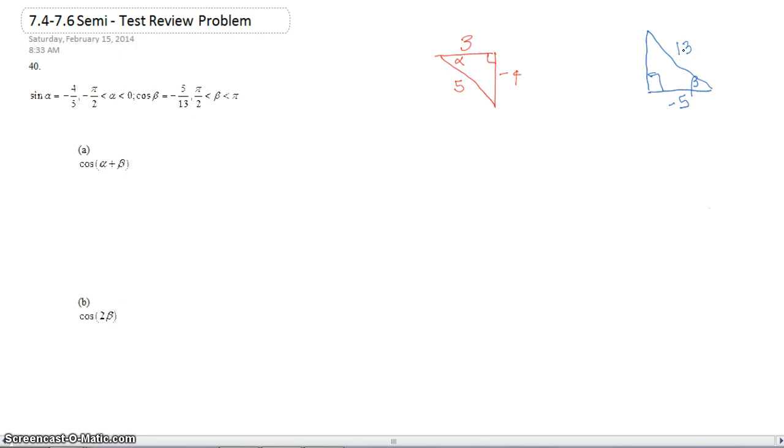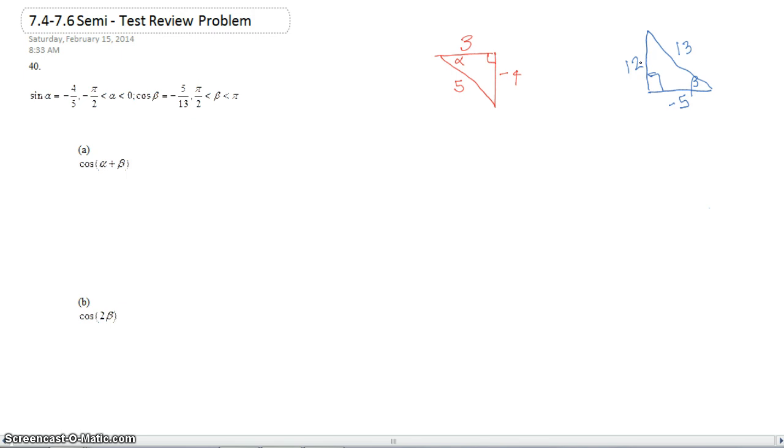And again, I don't know how many of you have noticed, but this is that other special triangle. It's a 5, 12, 13. So we know that the y value is 12. If you don't know these triangles, remember you can always just use the Pythagorean theorem to find any side lengths.